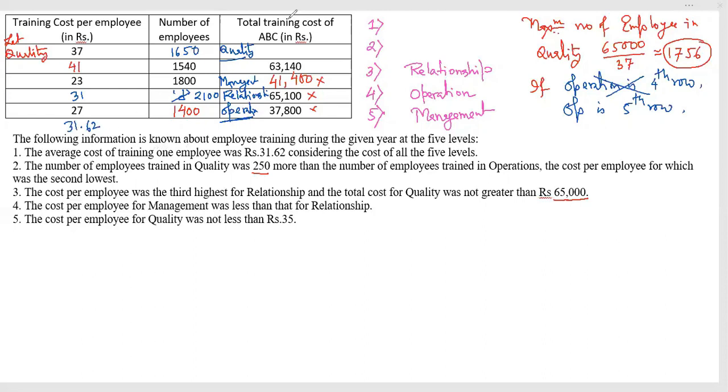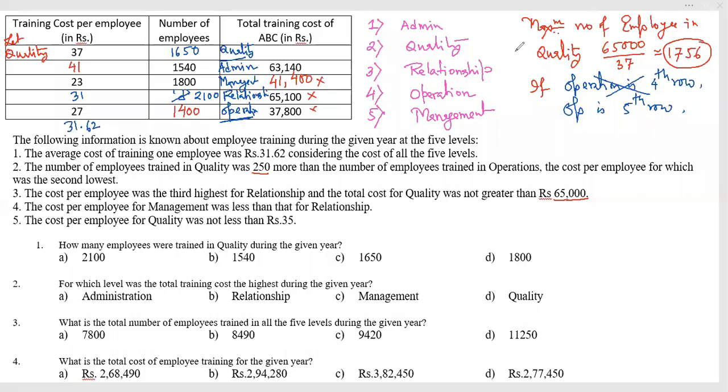So let us go for the questions. Now we can see our questions. First question: how many employees were trained in quality during the given year? We have already calculated 1650 as the number of employees. With these options also we can try to solve this, because the quality number is given and quality is the determining factor to find the entire group.